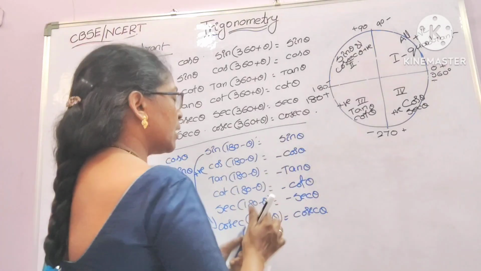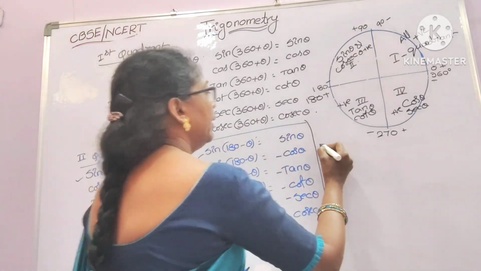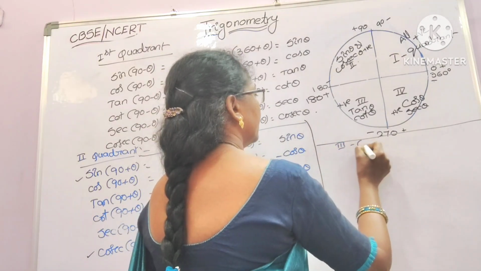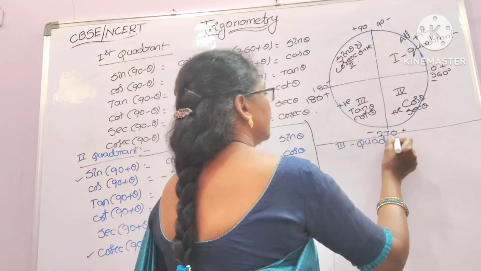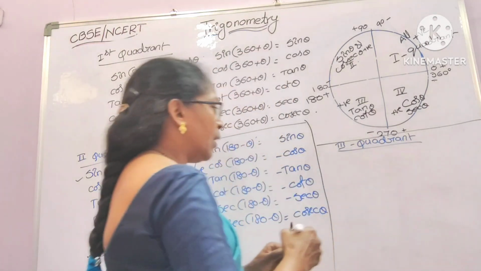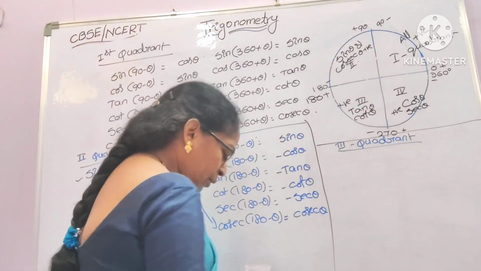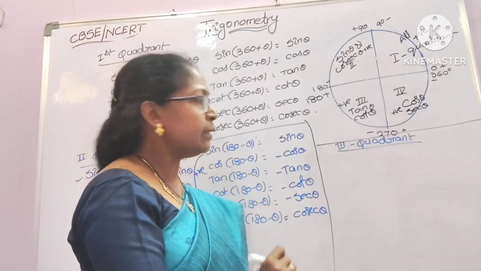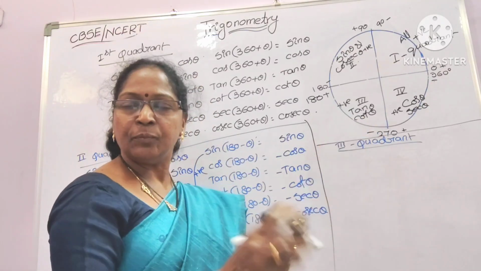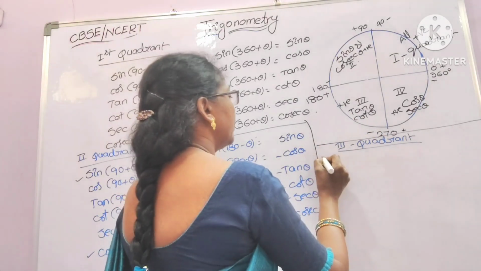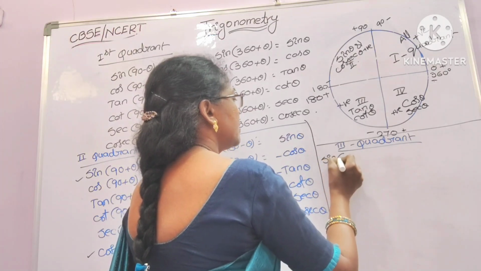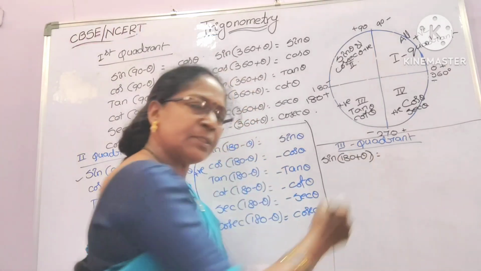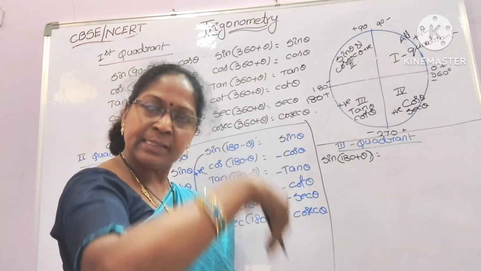And the next one is the third quadrant. What is the third quadrant? See now. In the third quadrant, how do the conversions take place? In the third quadrant, we have 180 plus theta and 270 minus theta. Both come under the third quadrant. So again write the trigonometric functions. Sine 180 plus theta. You have to remember, plus means more than 180, minus means less than that value.